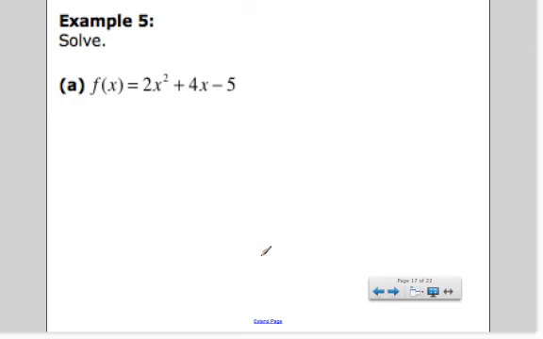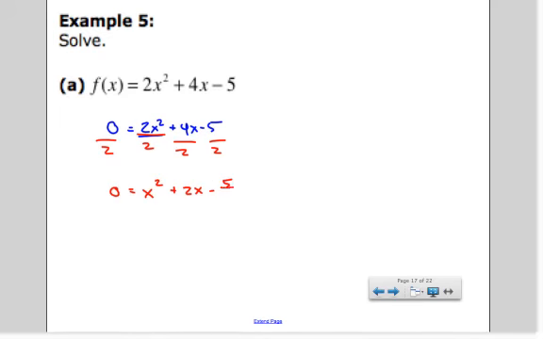Alright, let's try this. First, set f of x equal to 0. So we have 0 equals 2x squared plus 4x minus 5. Then divide everything by the a value. So here I'm going to divide everything by 2. Well, 0 divided by 2 is 0. 2x squared divided by 2 is x squared, plus 2x, minus 5 halves.